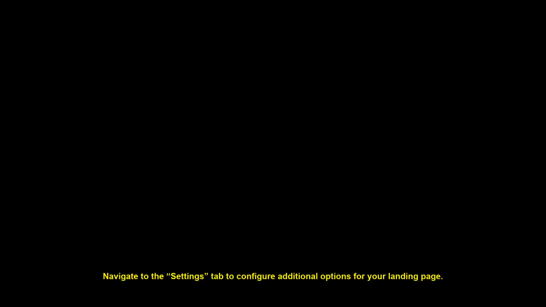Navigate to the Settings tab to configure additional options for your landing page. Here, set your page title and optional SEO description to enhance search visibility. Choose whether to enable or disable the ConvertKit branding. You can also set up redirect settings to send users to a specific URL after submission.